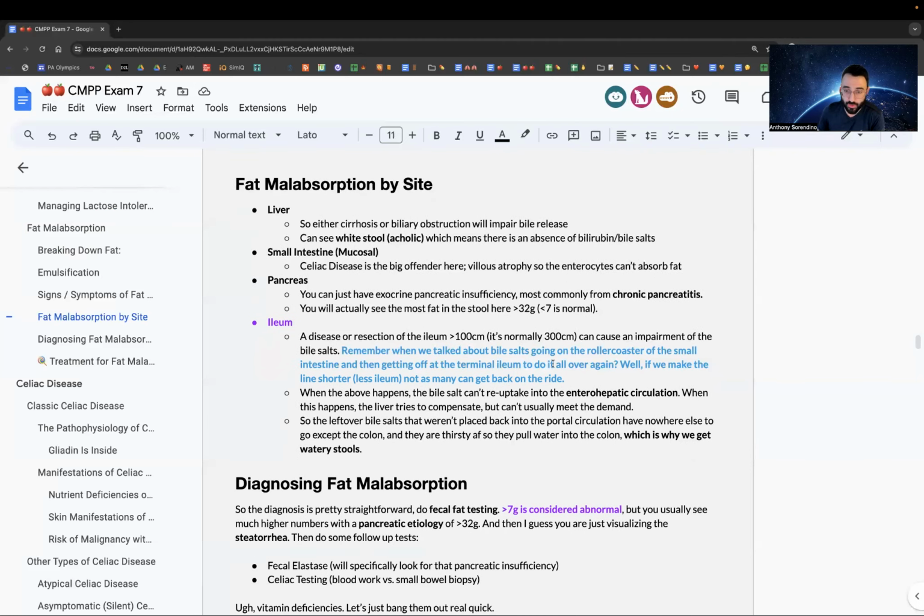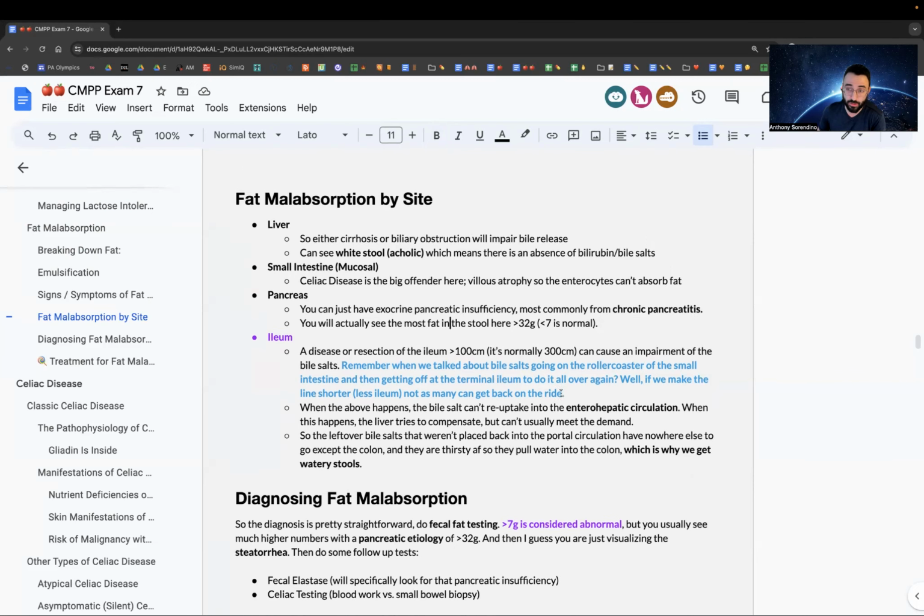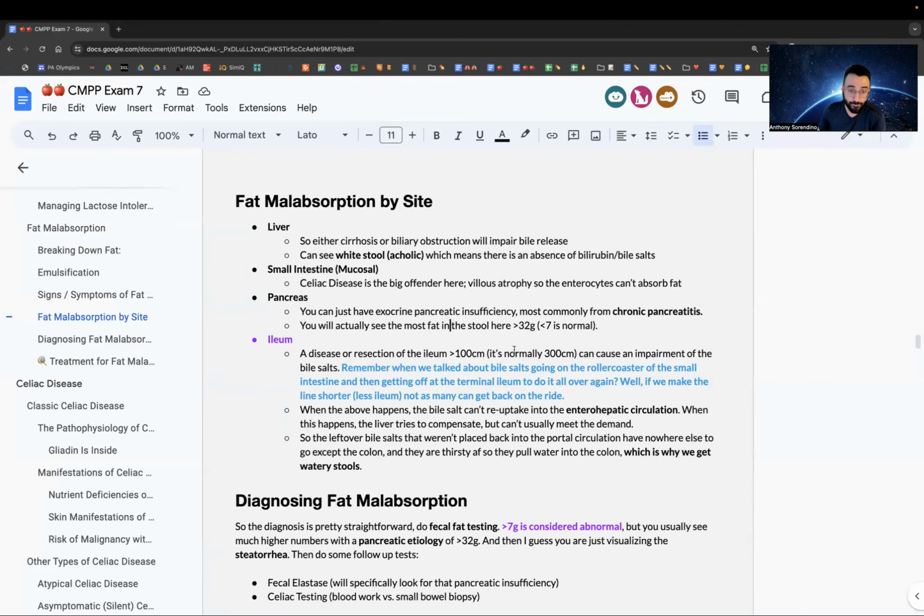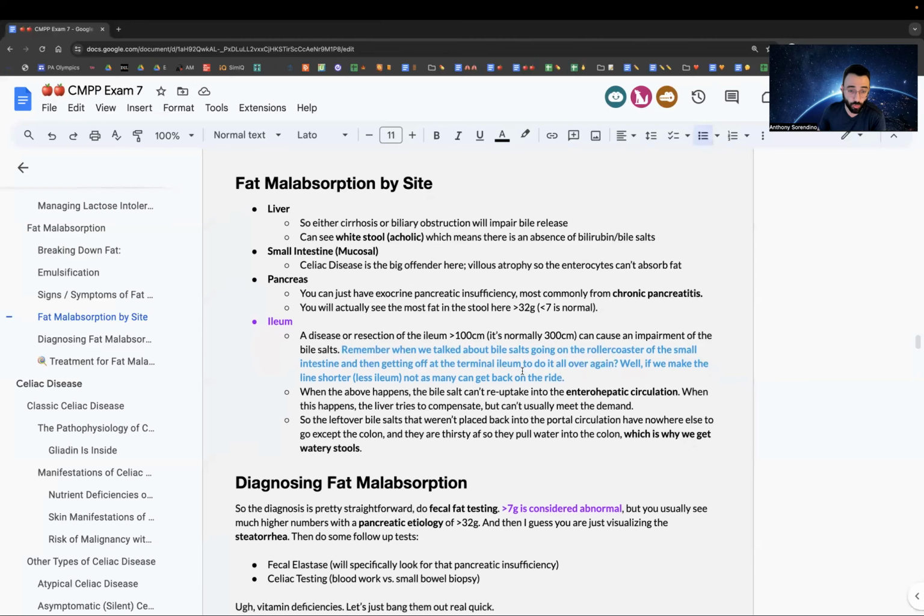The pancreas, we've talked again about that. So chronic pancreatitis. This is probably the worst offender. You're going to see greater than 32 grams of fat in your stool. Less than 7 is normal.